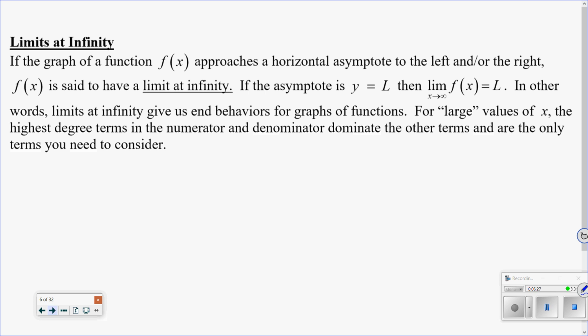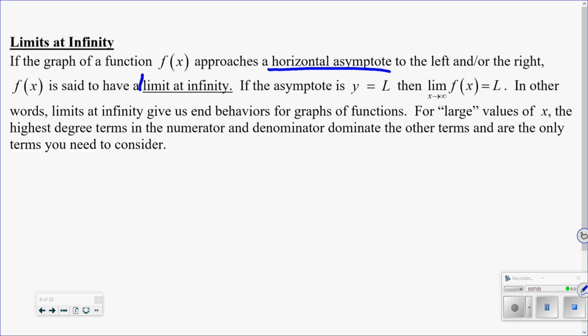Okay, so limits at infinity. This is a little bit different. So those were limits that went to infinity. These are limits at infinity. So it says if the graph of a function approaches a horizontal asymptote to the left and or to the right, it is said to have a limit at infinity. If the asymptote is y equals L, so let's say y equals 3 or y equals 0, then the limit as x approaches infinity of f of x is L. It's whatever it approaches. In other words, limits at infinity give us end behaviors of the graph. That's really important. You got to connect these.